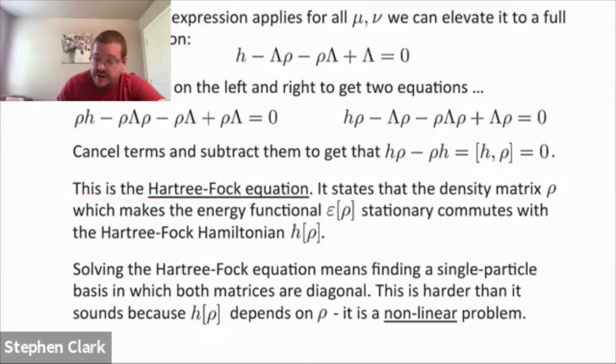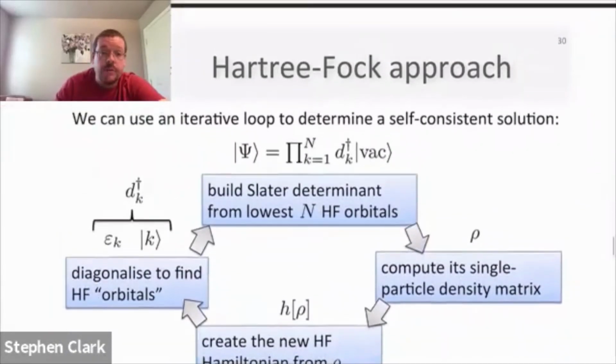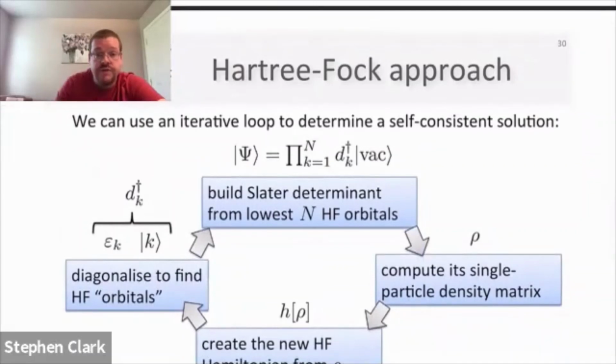Okay, so the Hartree-Fock equation, that's what this equation is, the Hartree-Fock equation, states that the density matrix, which makes the energy function stationary, commutes with the Hartree-Fock Hamiltonian. But this is harder than it sounds because this depends on rho, so it's a nonlinear problem. So how do you solve a nonlinear problem? Well, it's quite difficult to solve in general, but one way to solve it is to use an iterative loop and do a constant reinsertion.